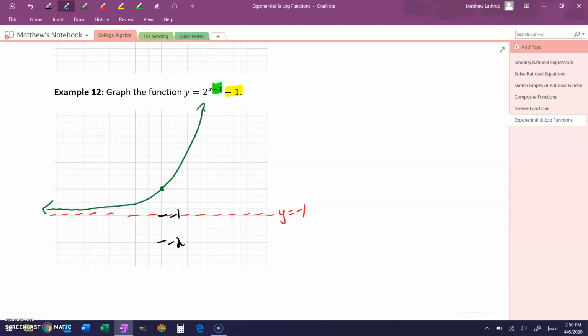And if we also have this shift to the right of 3 units, now we're going to be hitting the point (3, 0). So we have that same exponential curve, just shifted to the right by 3 units, and actually down 1 unit from that original curve.